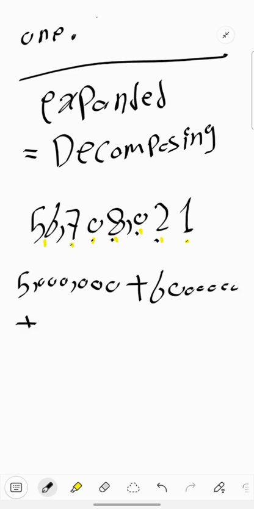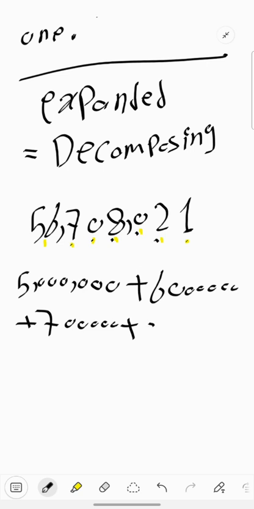Plus. Now we have 7. Write 7. How many digits before 7? 1, 2, 3, 4, 5. So it's 5 zeros. Plus. Now it's not needed to write 0, because the value of 0 equals 0. So we can skip it.